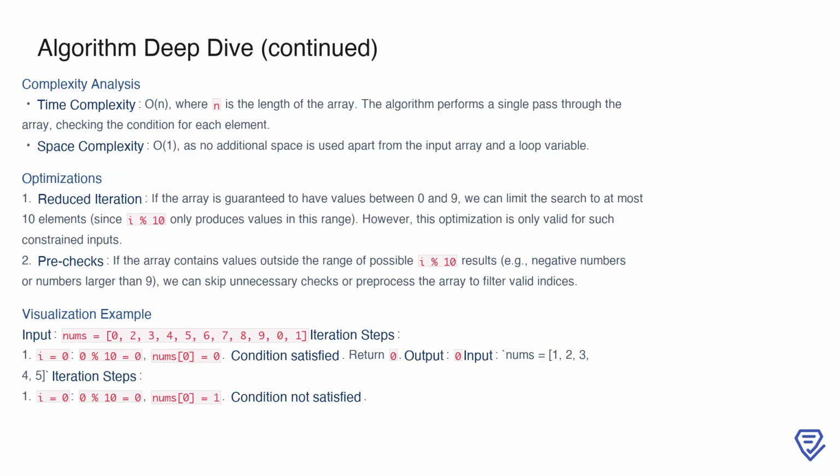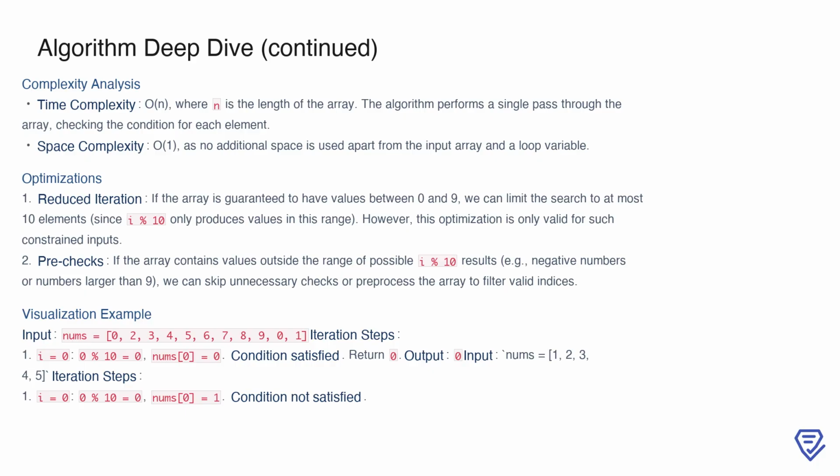Let's analyze the complexity of this algorithm. The time complexity is O(n), where n is the length of the array. This is because the algorithm performs a single pass through the array, evaluating each element once. The space complexity is O(1), as we only use a loop variable and no additional memory beyond the input array. While the algorithm is efficient, there are possible optimizations to consider. For instance, if the array is guaranteed to contain only values between 0 and 9, we can limit the search to a maximum of 10 elements, since i%10 will only produce values in this range.